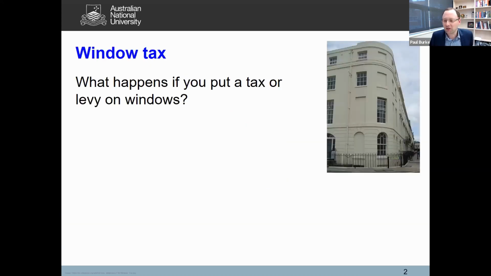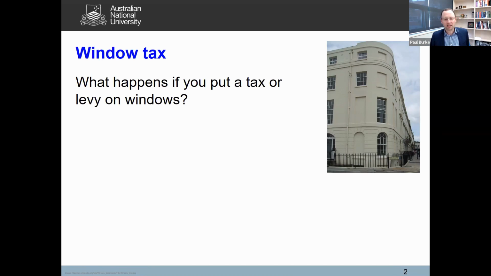Just to get things going, I know the group here already thinks a lot about these issues, but I think a good way just to get going is to ask a bit of a question, and maybe I'll ask it kind of rhetorically. But the question is, what happens if you put a tax or a levy on windows, right? Imagine that the government were to introduce a tax on window space or the number of windows. It sounds a bit ridiculous, but actually in history this has been used. So in England, this was introduced in 1696 and kept in place for quite a while as well. So yeah, just think to yourself, or please feel free to add to the chat, what do you think would happen if a window tax was introduced?